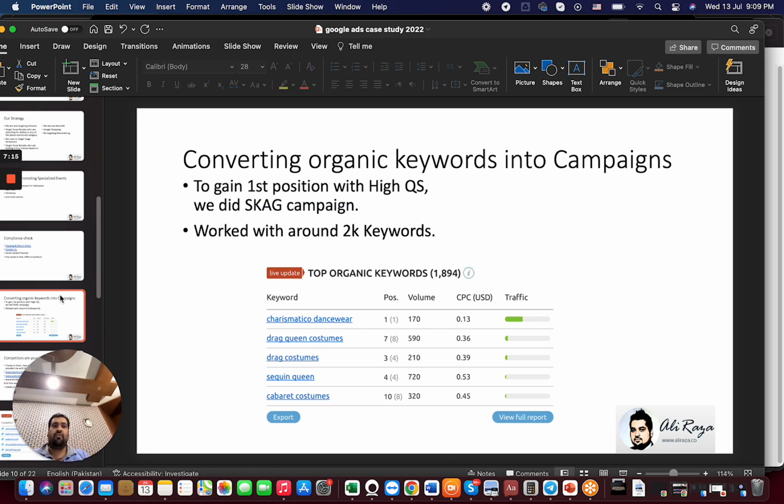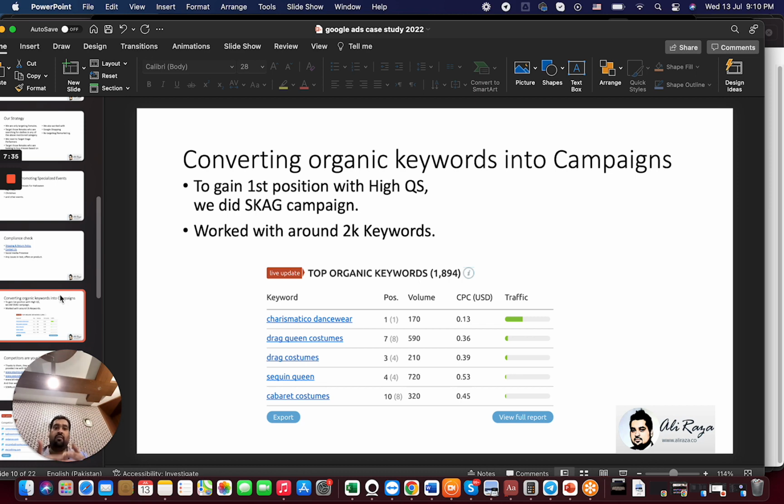And then my next strategy was converting organic keywords into campaigns. This is an image of the SEMrush tool. What I did is we dragged out the organic keywords where the website was already ranking, and it came out to around 1900 to 2000 keywords where the website was already ranking in terms of SEO.